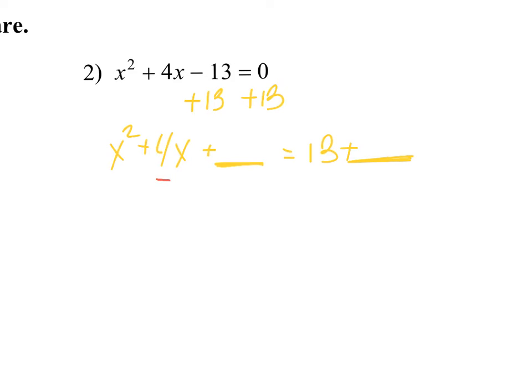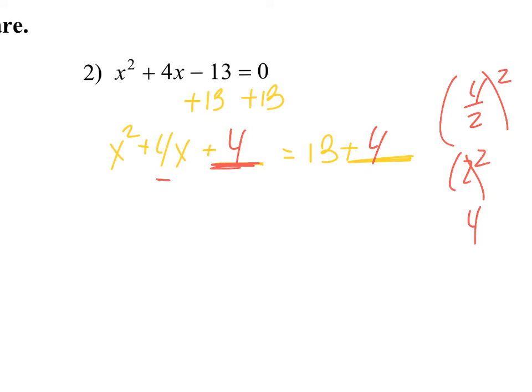Okay, so we're going to take our b value. So we have 4 over 2 squared. 4 over 2 is 2, and then 2 squared is 4. So I add a 4 here, and I add a 4 here. This number should always be positive because you're squaring it, sidebar. Okay, so make sure that whatever you're adding here is positive.